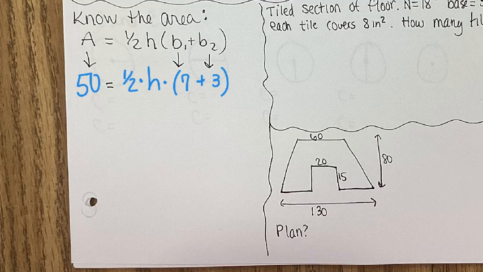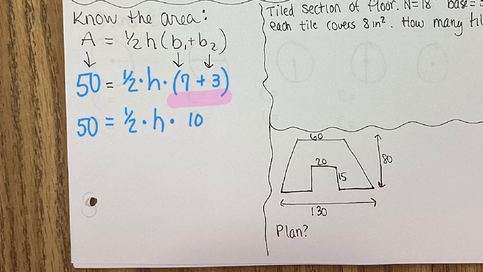Okay, order of operations. Any guesses what we're going to do first? Did you guess parentheses? Okay, so I'm going to write 50 again. I'm going to write equals. I'm going to write 1/2. I'm going to write times h. And I'm going to write times 10.